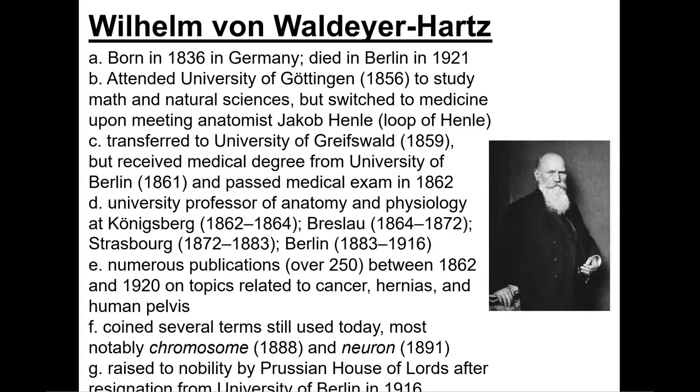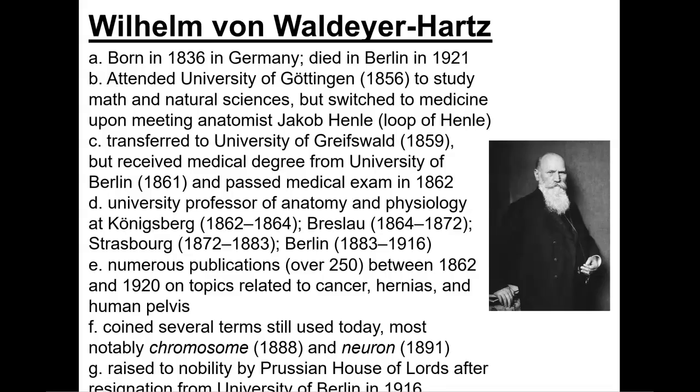He became a university professor of anatomy and physiology at Königsberg in 1862 to 1864. Then he transferred to other colleges that you see here. He's going to have numerous publications, over 250 of these, and he makes these publications on different anatomical topics related to cancer, hernias, and the human pelvis between the times of 1862 and 1920. So he's going to be a well-known published author on these subjects and these topics.